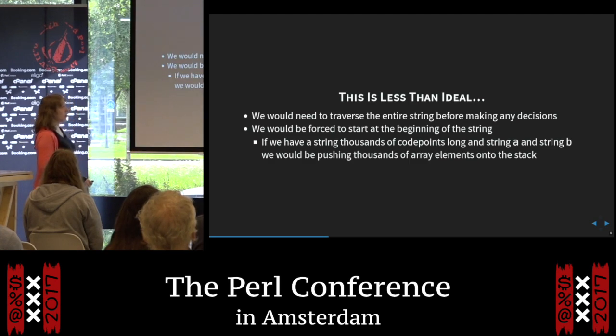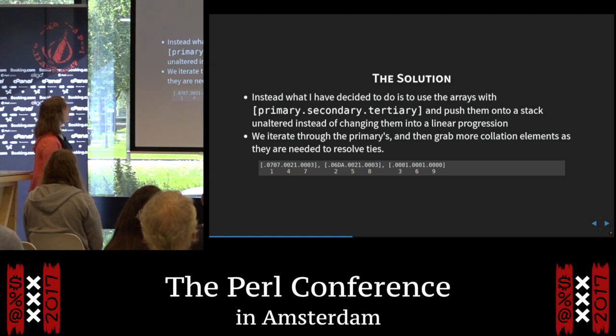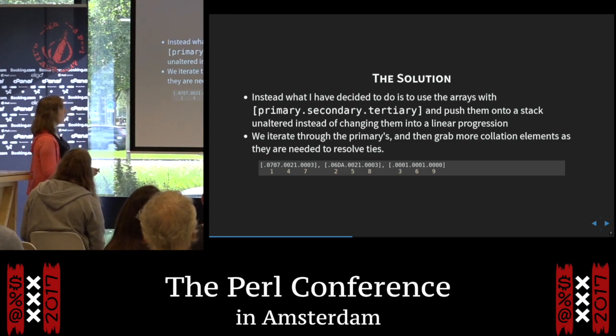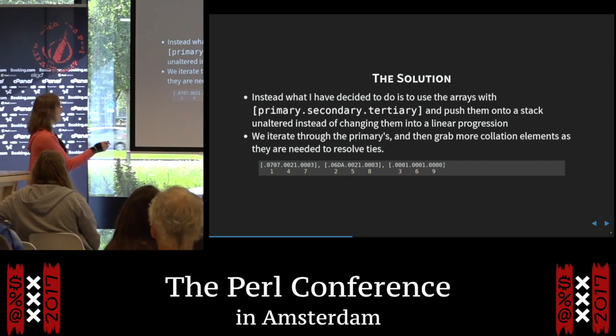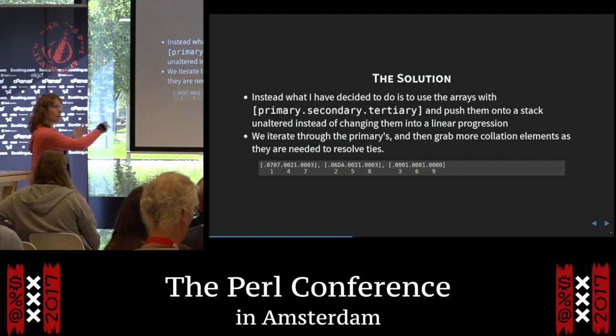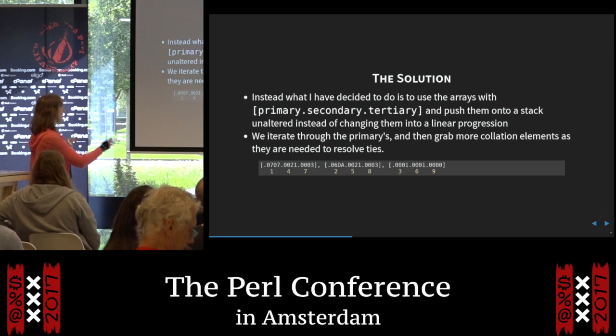That's less than ideal. We would be forced to traverse the entire string before making decisions. We'd be forced to start at the beginning of the string, and if there were a 1,000 code point string, you'd be pushing all these elements onto the array when you don't really want to do that. So instead, what I decided to do is leave the arrays as they were, which allows us to avoid copying them to more locations. So we keep it in the actual core data instead of changing it into a linear progression for the entire string.